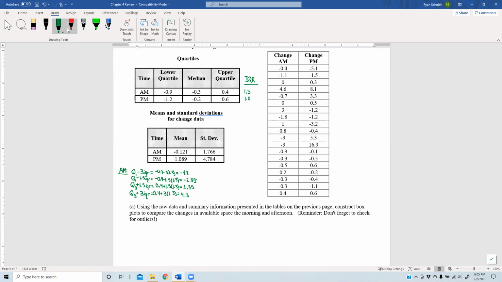So on this, let's remember what this means. If it's below negative 4.8, we're extreme. If it's above 4.3, we're extreme. If it's between these, we're mild. Between these, we're mild. If it's between these, we're just normal.